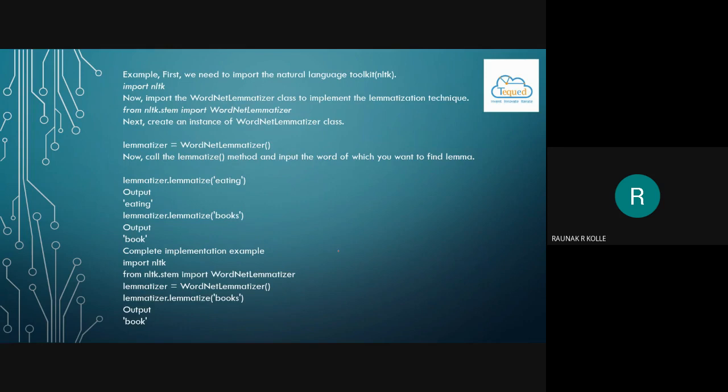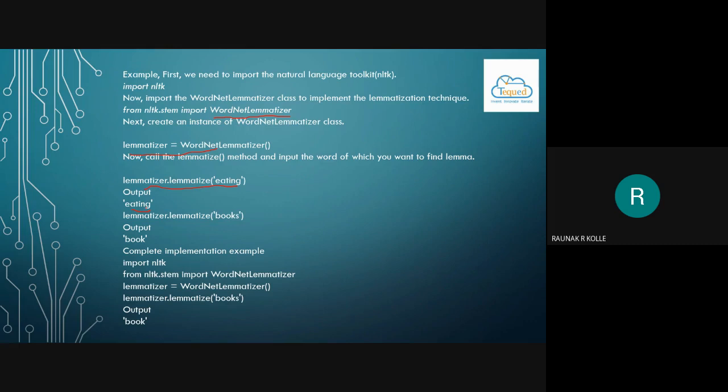As we have previously discussed, the first two steps are pretty common: importing the natural language library, followed by importing the package from the library. Here we will be importing the package WordNetLemmatizer. Then we create an instance of that package. Now we call that package with the word eating, and the output is eating.